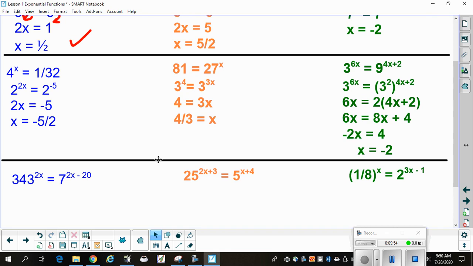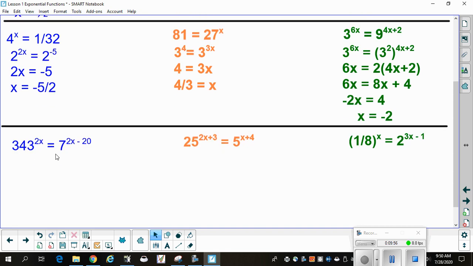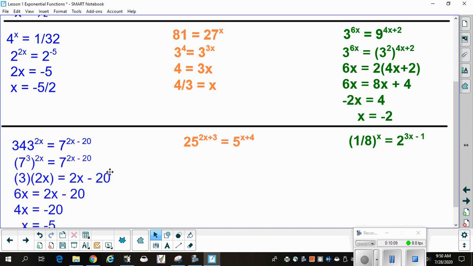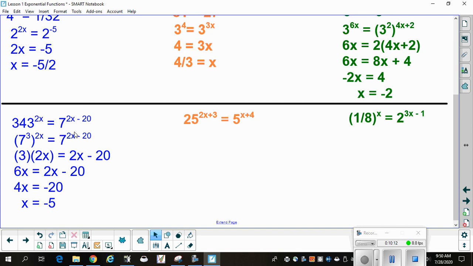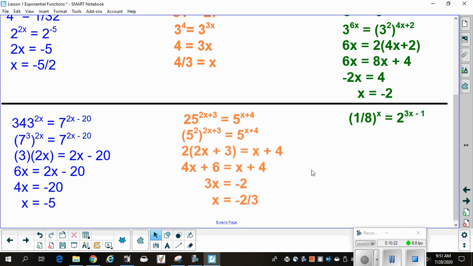343 and 7. Well, since we're doing this, I would assume that 343 is 7 raised to some power. So you do 343 divided by 7, and you get 49, and voila, you got it. It's 7 cubed, and you can solve. Remember, when you raise a power to a power, you multiply those exponents. This one, similar to the very first one, just with a little bit more complicated exponents. And this last one, again, 1 over 8 is 2 to the negative 3.